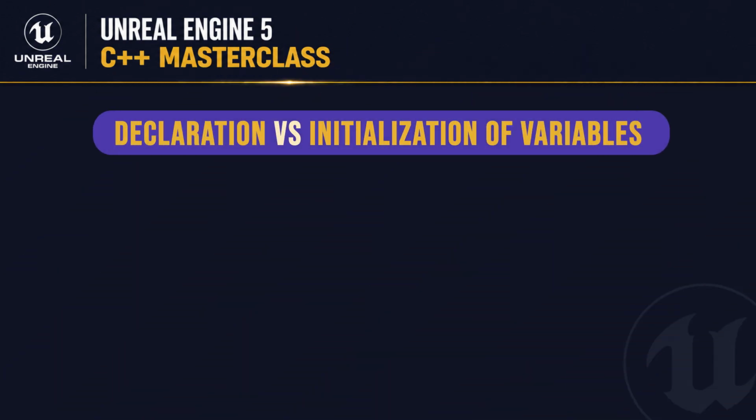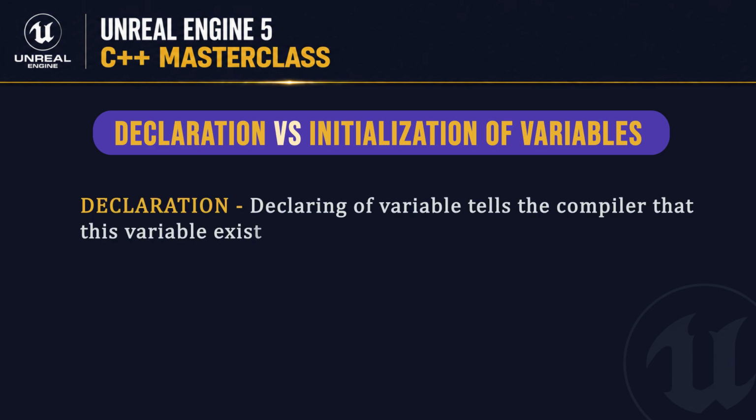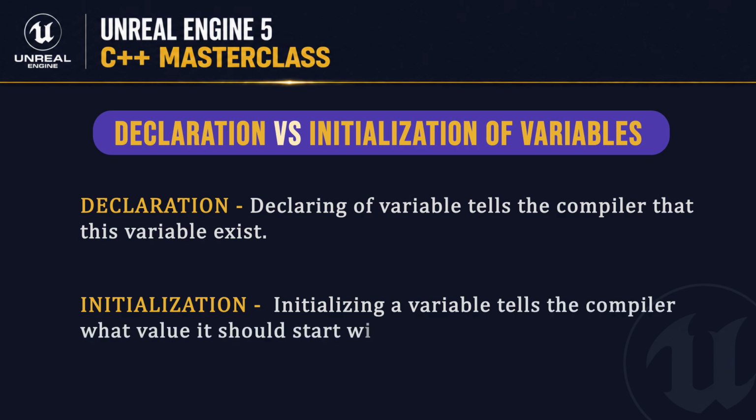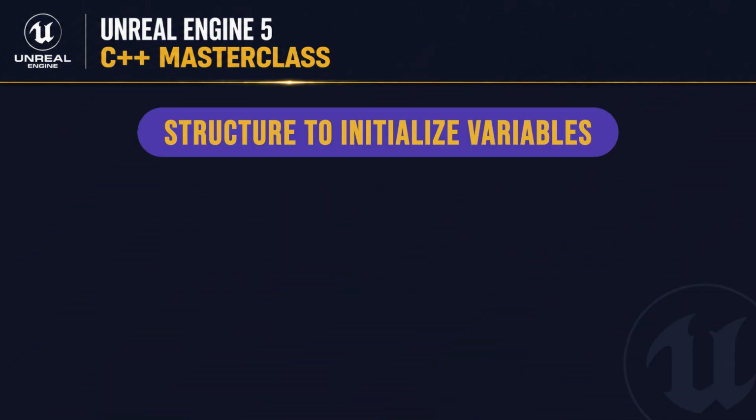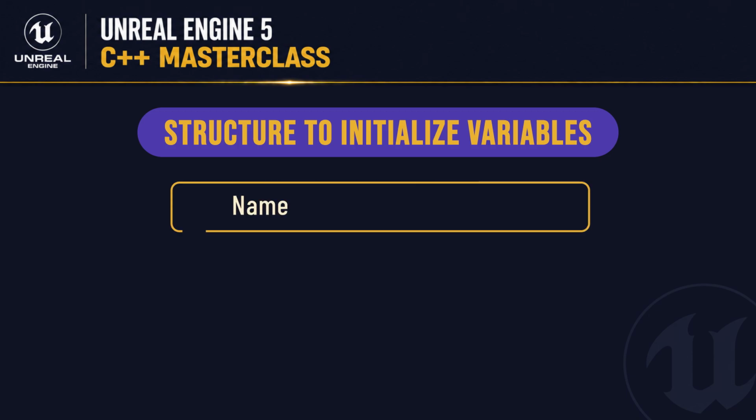Now let's talk about initialization. Declaring a variable and initializing a variable are two different things. Declaring a variable tells the computer that the variable exists. Initializing a variable tells the computer what value it should start with. The structure is simple. First, write the variable name. Then, an equal sign. And finally, the value you want to store. Just like before, don't forget the semicolon.